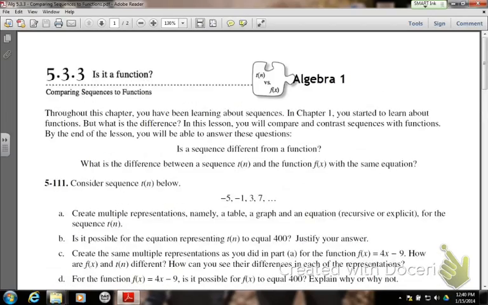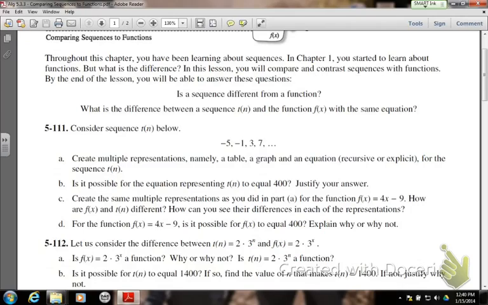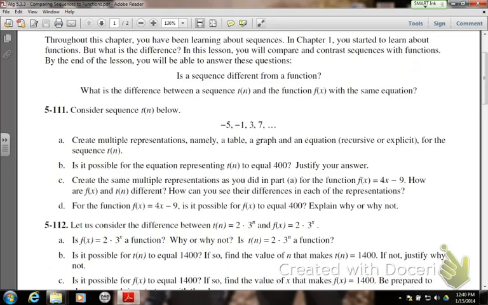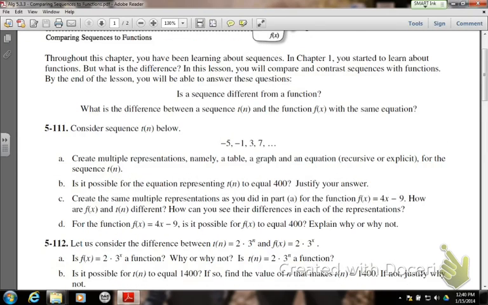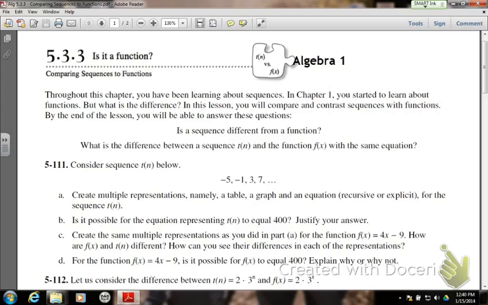I'll give you a couple tips. Number 1, just read. There's a lot of prompts. Prompts mean they just tell you what to do, or they ask you a question and tell you what to do. And you've done all the math already, so this is not anything new. If you look at the lesson title, it says comparing sequences to functions. Is a sequence different from a function? We kind of talked about this earlier in the week. So we're just revisiting it, making sure you understand.